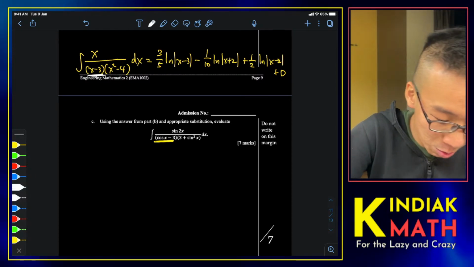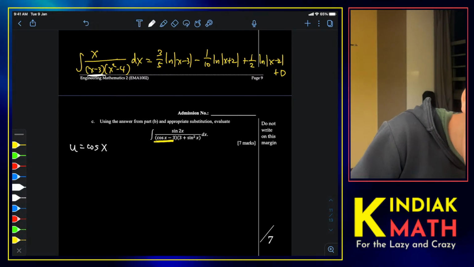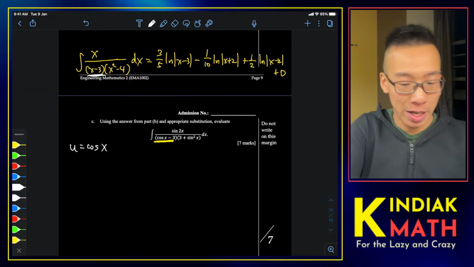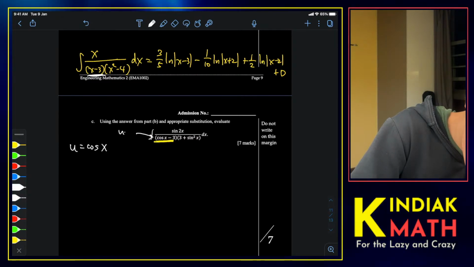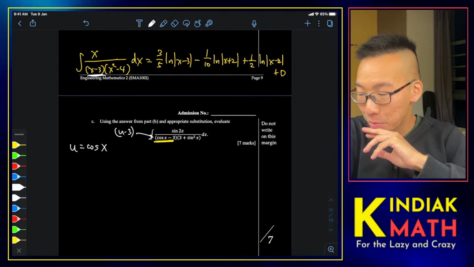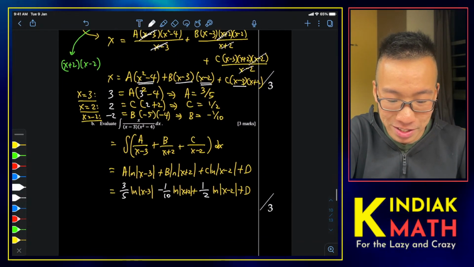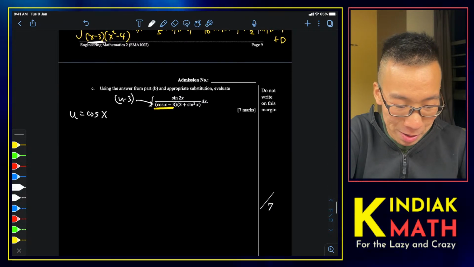Now, we are going to do that, so let's make the substitution. u equals cosine of x. Then this becomes u minus 3. That's really nice. For 3 marks, that's a lot of work, but it's fine. It's not too bad.